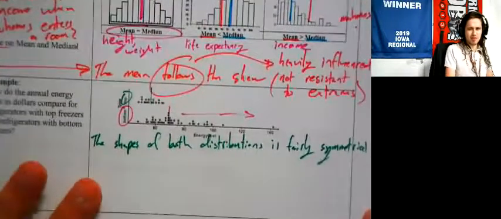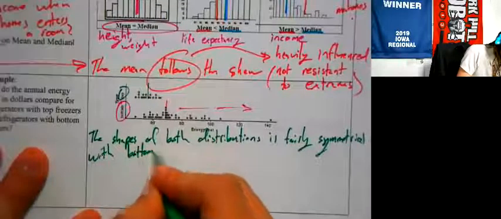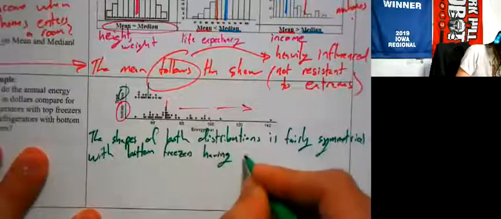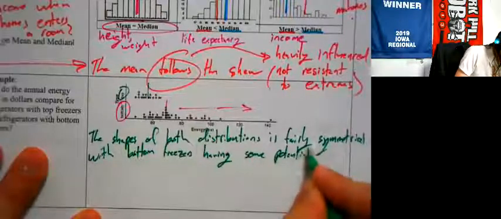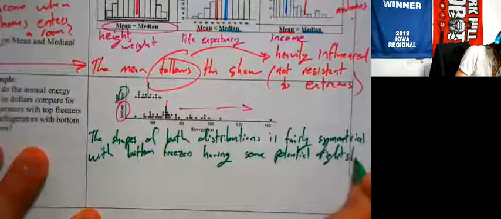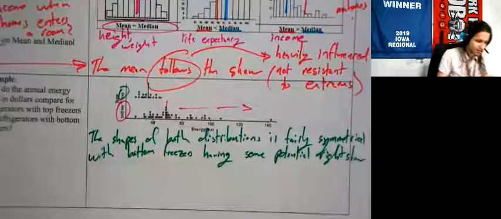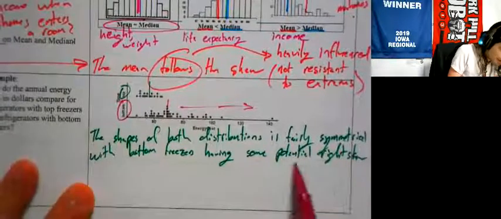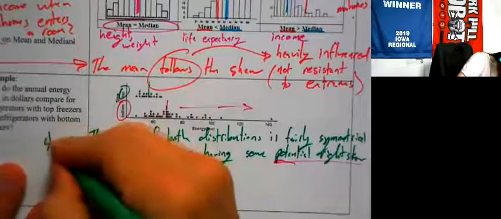But let's talk about what we might see on the bottom, with bottom freezers having some right skew, some potential. The shapes of both distributions are fairly symmetrical. Maybe the bottom freezer has a little bit of right skew. Maybe it's a little bit skewed to the right, but it's not terrible, just some potential right skew. All right, so we've talked about the shape.